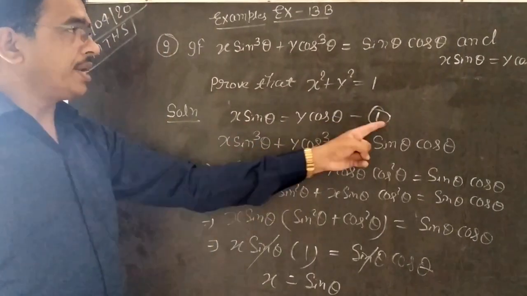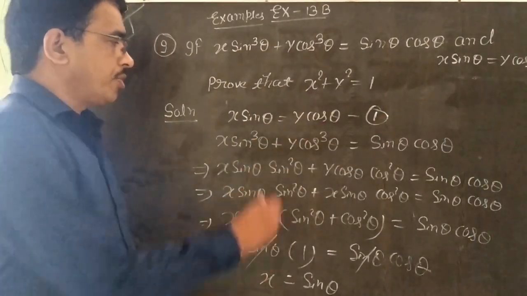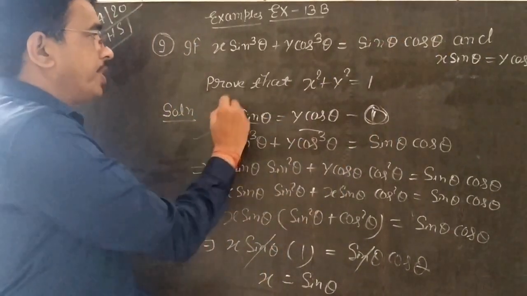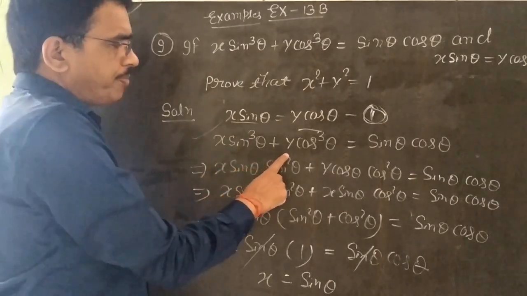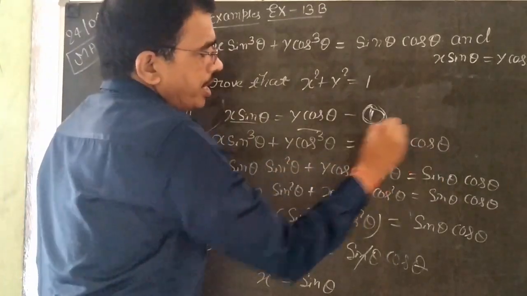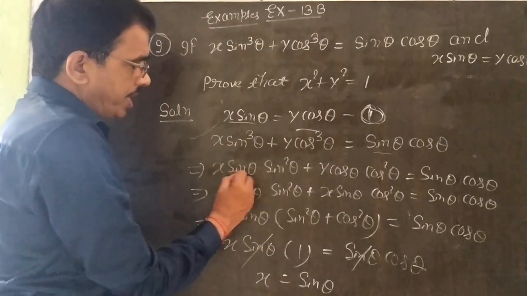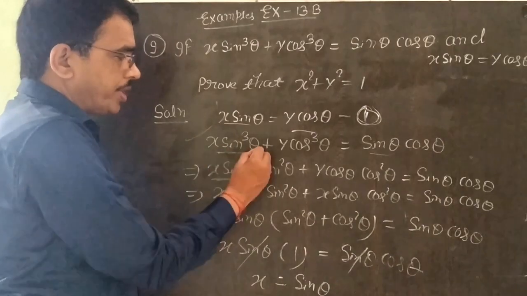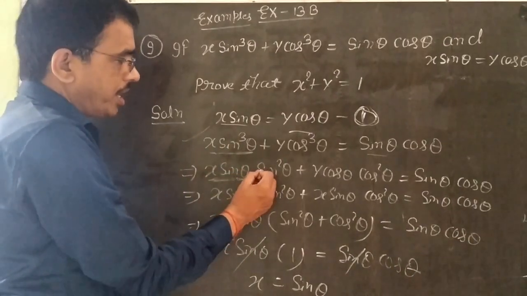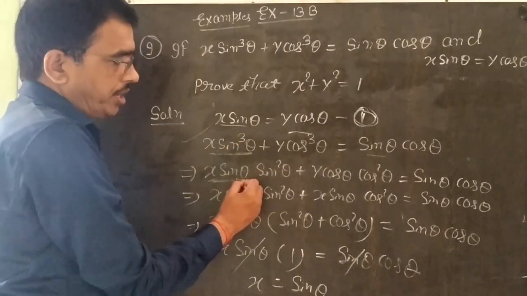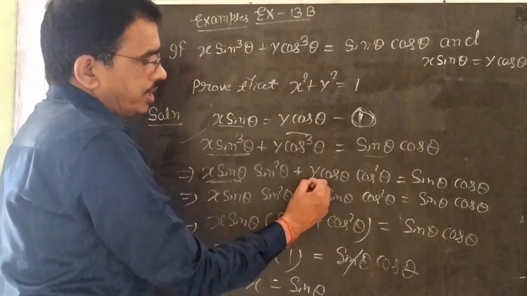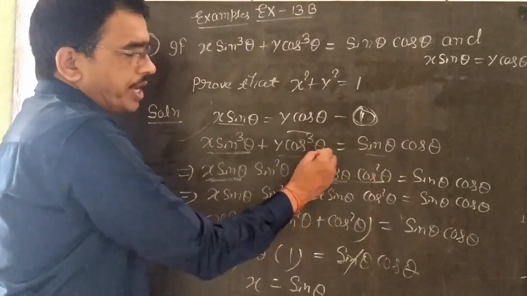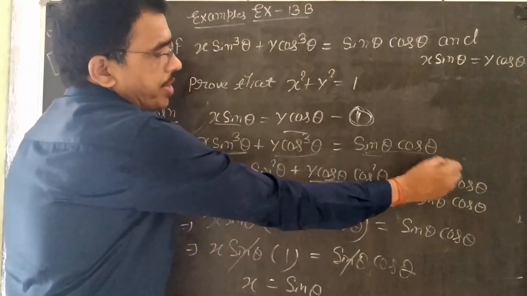So now first you write x sin theta is equal to y cos theta. It is the first equation, it is given. And the second equation is x sin cube theta plus y cos cube theta is equal to sin theta into cos theta. I separate here, that is x sin theta and sin square theta, when you multiply, then you get this. So x sin theta is common from x sin cube theta plus y cos cube theta, then it is y cos theta into cos square theta. When you multiply, then you get this, is equal to this, which is given.